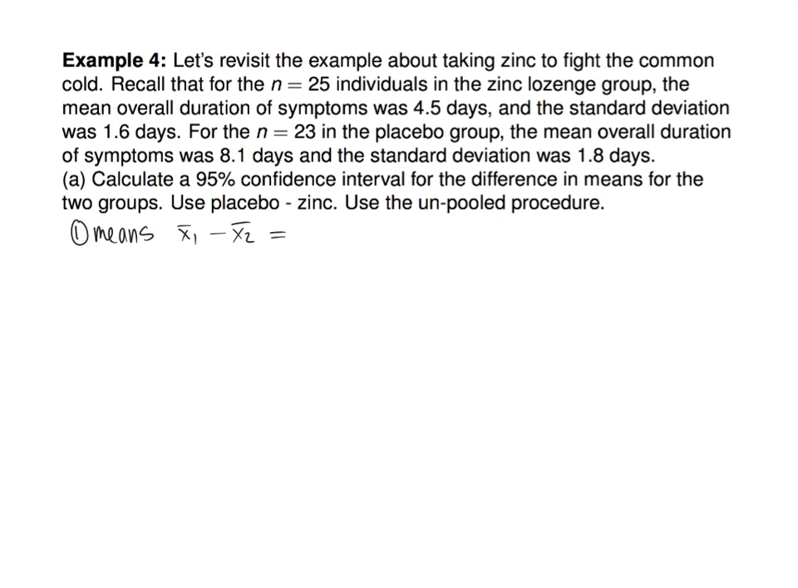I think if you've been in class, you've seen this example repeatedly, right? Okay, so we said placebo first. What was the placebo's average length of cold? 8.1, minus the zinc's, 4.5. Yep, for a difference of 3.6.